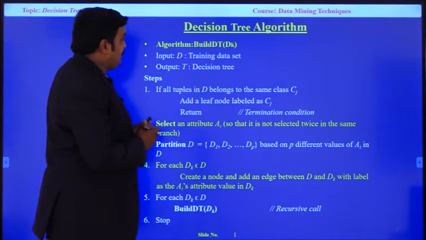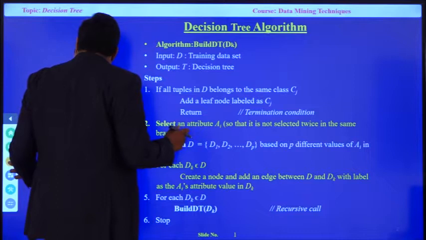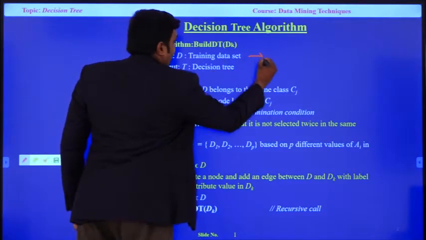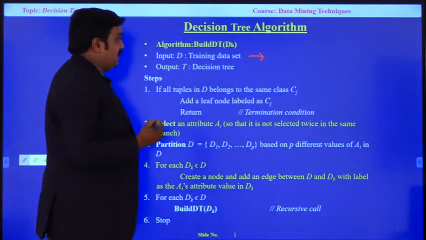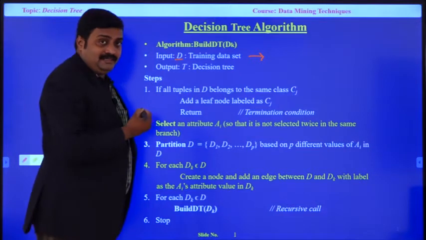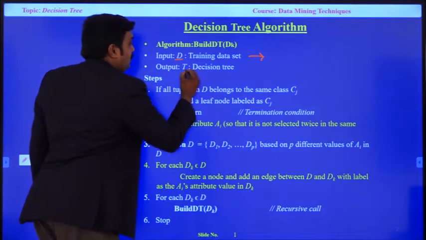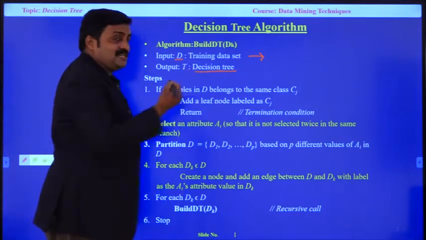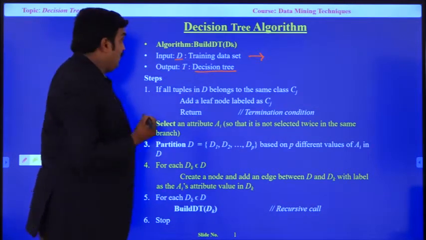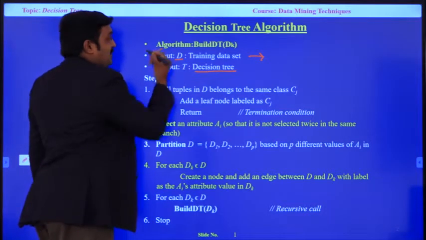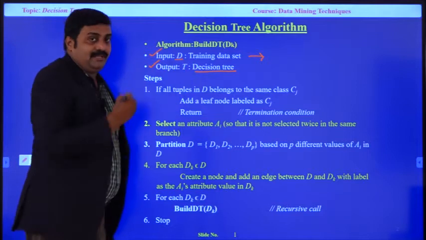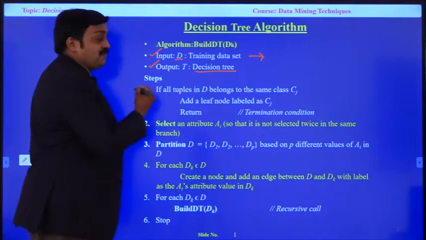The decision tree algorithm: when we start with any program or algorithm, we need input data. The first one is D, the input data set, and the outcome of our program is the decision tree. Now we know the input is a given data set, and we are expecting the output in terms of the decision tree. Then what are the steps involved?